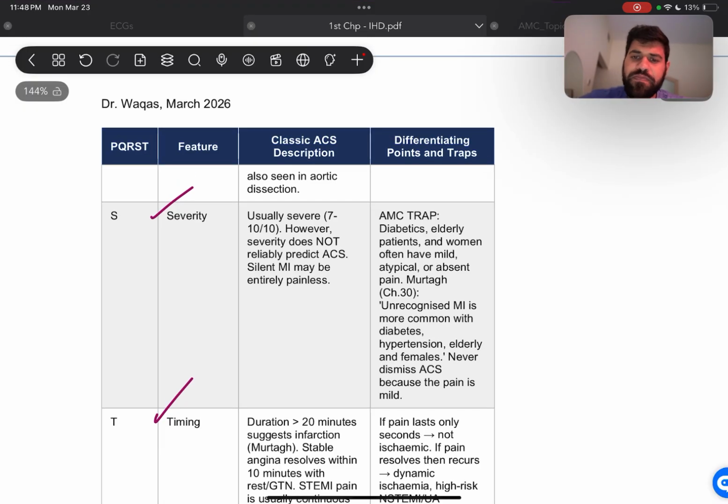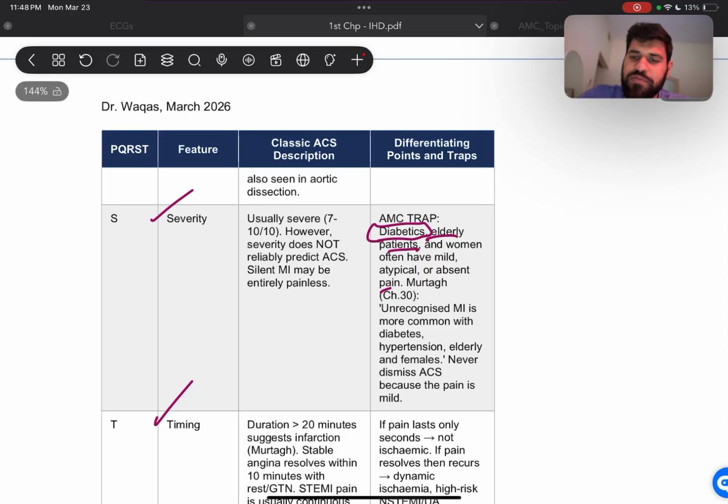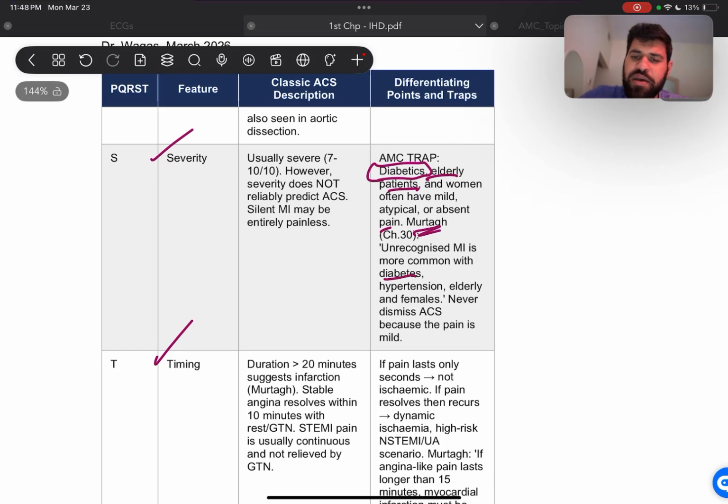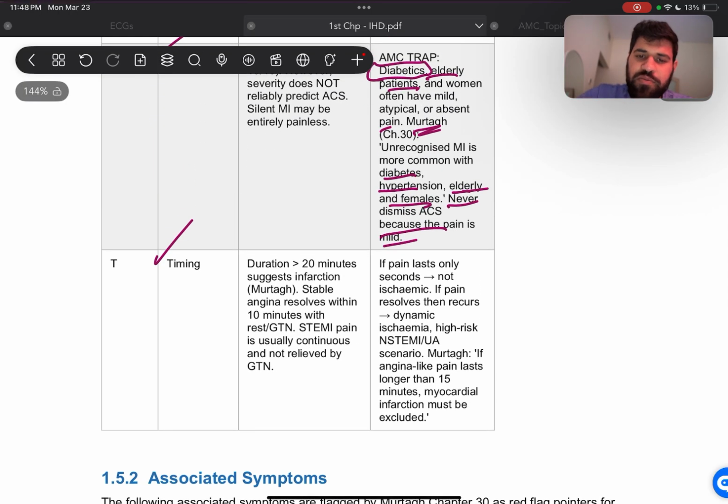All right. So AMC traps, again: diabetics and elderly patients, and a woman who has mild, atypical, or absent pain. Women usually tend to have milder pains, especially for chest, as compared to men. So unrecognized, this was from John Murtagh. More common in diabetes, hypertension, elderly, and females. So chest pain, as we said in the beginning, we never dismiss if we suspect it, because it's life-threatening. All right. So timing would be more than 20 minutes.